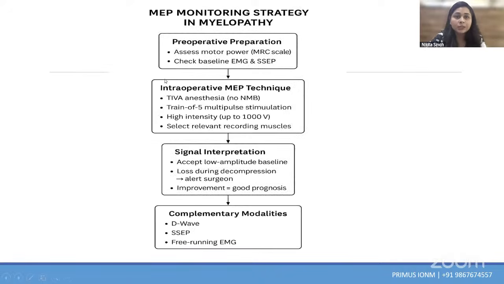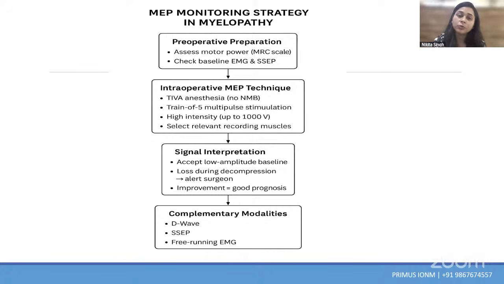These are the flow chart steps required to avoid physiological errors. First the patient needs to be analyzed by checking their grade power by the MRC scale, then check the baseline and SSEP in the supine position. Then once the patient is under TIVA and the position has been done, during supine only, increase the train of pulses to get a good response from the patient.